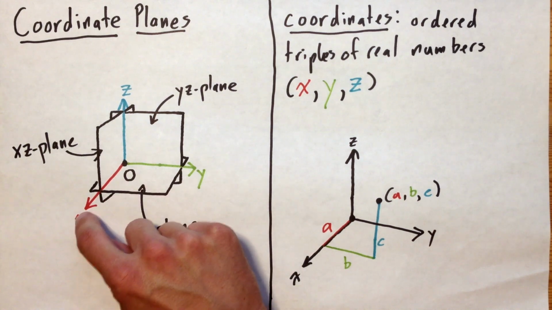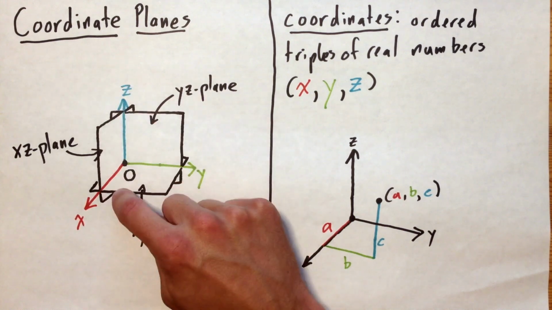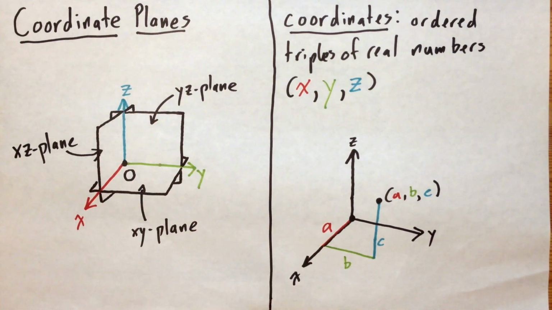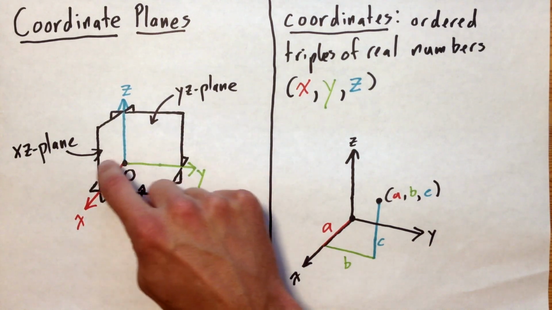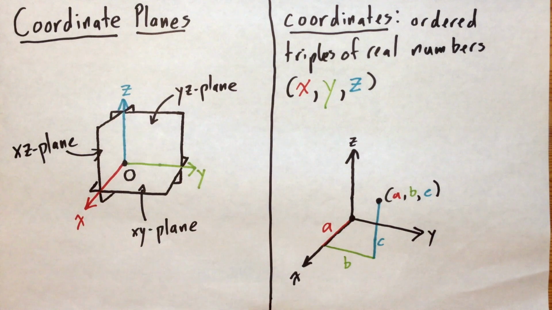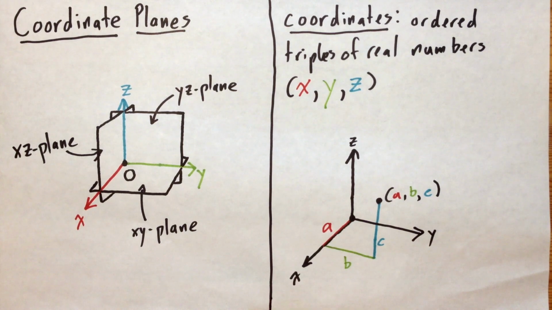Then we have a plane that is between these two lines for x and z, these two axes. That's the xz plane. And then we have the yz plane, which is the plane that contains the lines, the y-axis and the z-axis.